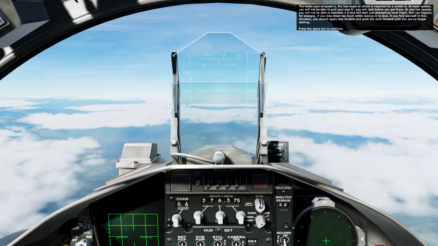The faster your airspeed is, the less angle of attack is required for a certain G. At lower speeds, you will not be able to pull your max G. You'll stall before you get there. At very low speeds, you will not be able to maintain 1 G and will stall just attempting level flight. This can happen, for example, if you slow down too much when coming into land. If you find yourself in this situation, you should apply max throttle and push the stick forward until you are no longer stalling. Press the spacebar to continue.